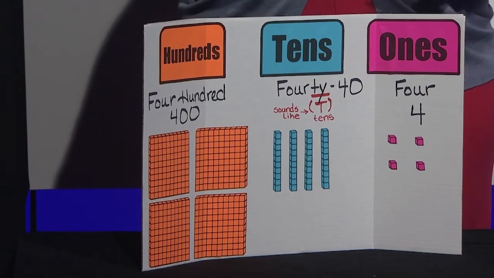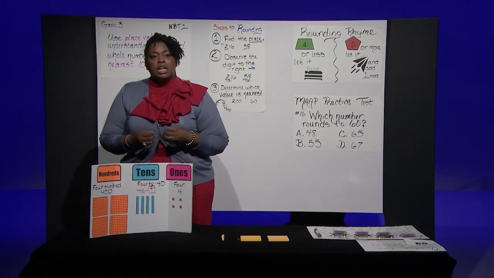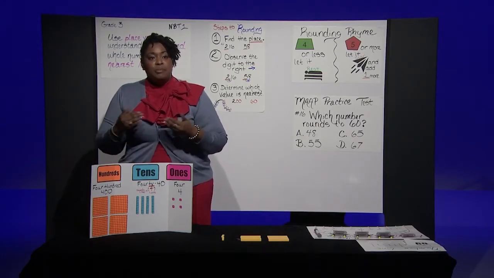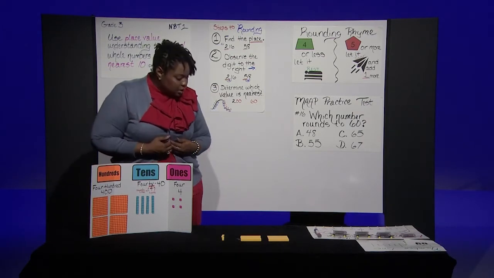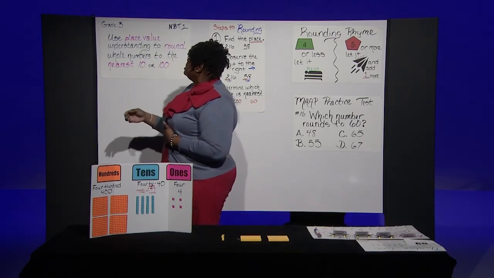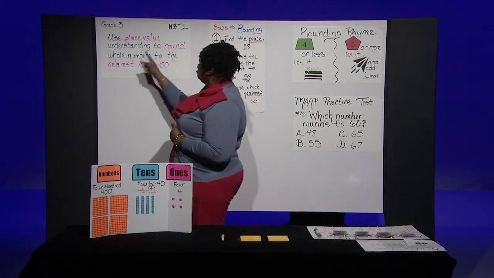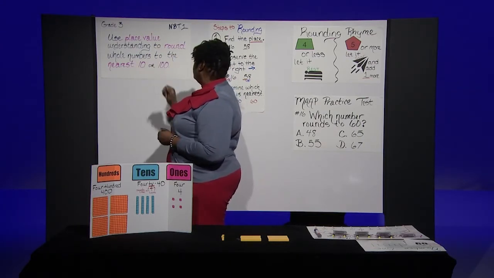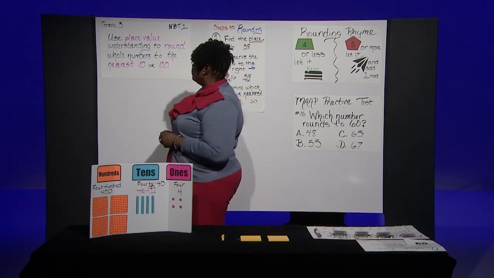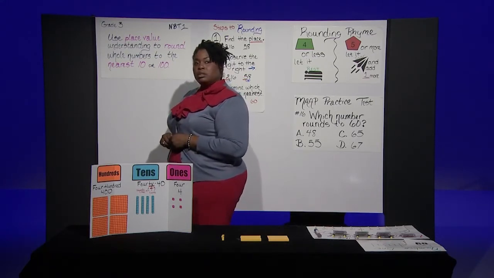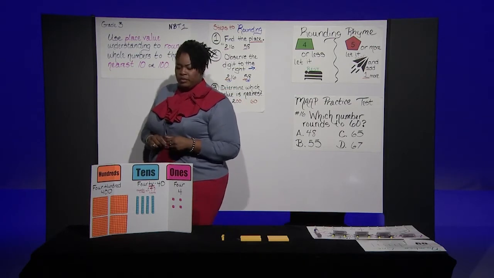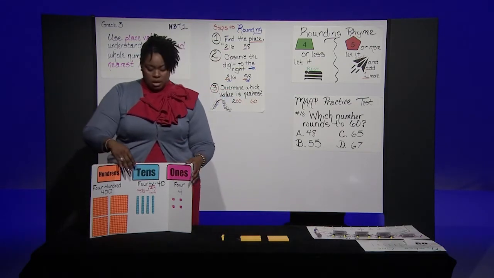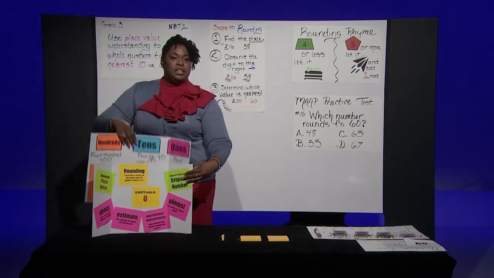So now that we have a better understanding of place value, let's look into the next part of our standard. The standard says to round whole numbers to the nearest 10 or 100. Round. What is rounding? Do you know? Let's look.